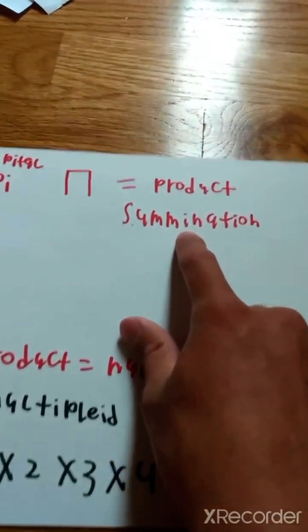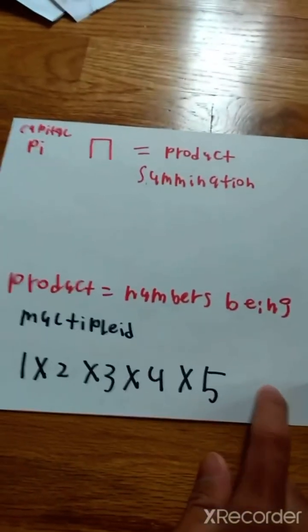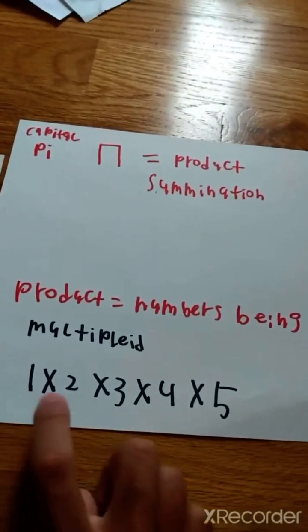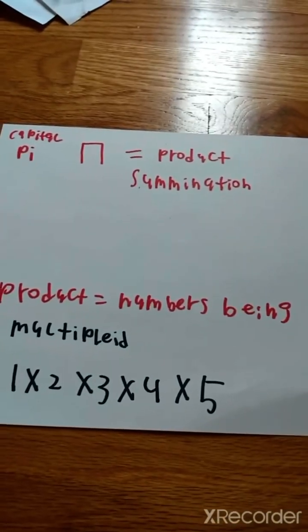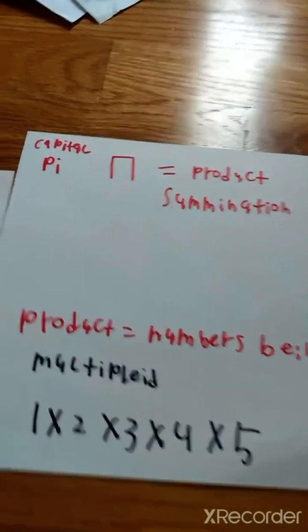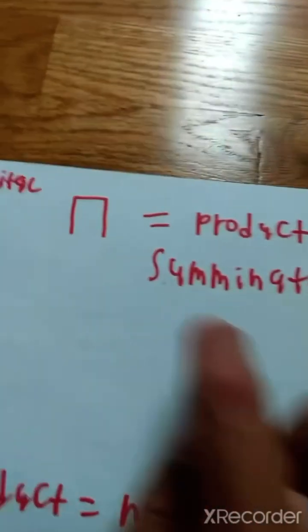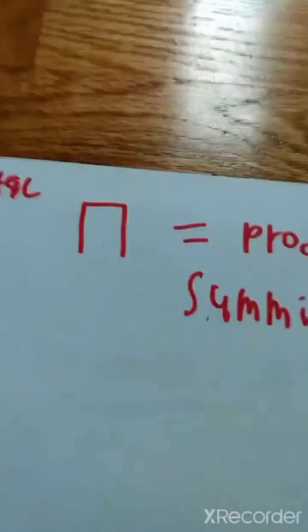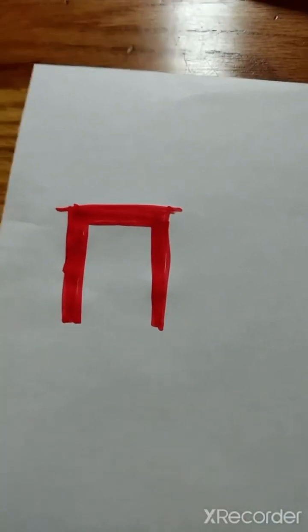The reason why we call it summation is because we are multiplying in a sequence, like 1 times 2 times 3 times 4 times 5. Let's do an example where we would insert numbers and do the summation on the capital Pi. Let's see the symbol leap into action.